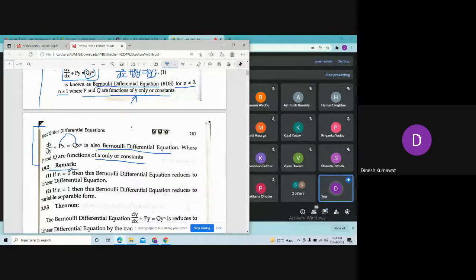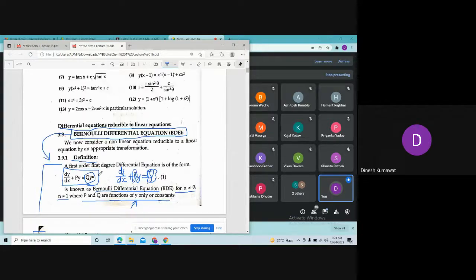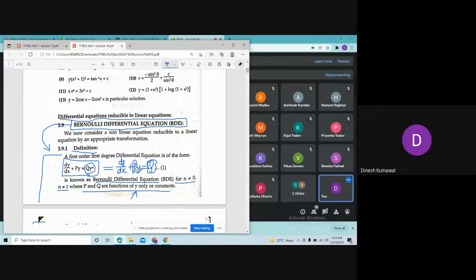So remark, if n is equals to 0, then this Bernoulli's differential equation reduces to linear differential equation. You can see, if this n is equals to 0, then y to the power 0 gives me 1. Which means these two equations are exactly same. So whenever n is equals to 0, then Bernoulli's differential equation is same as linear differential equation.